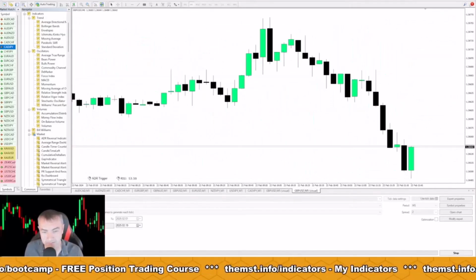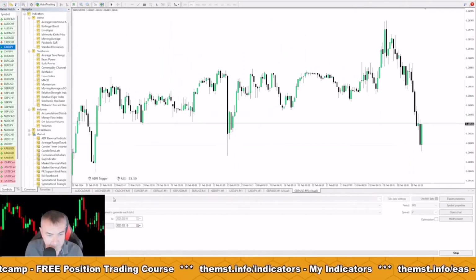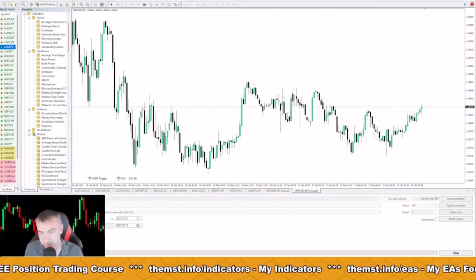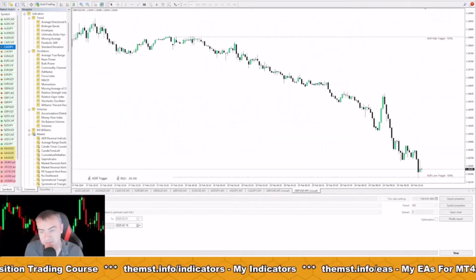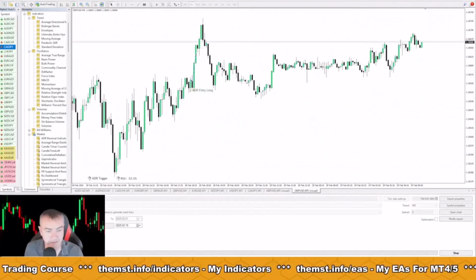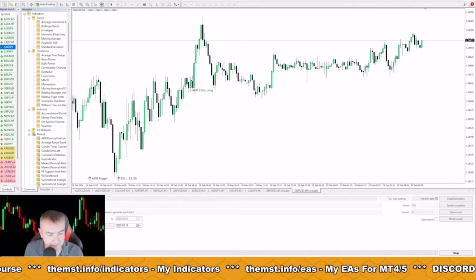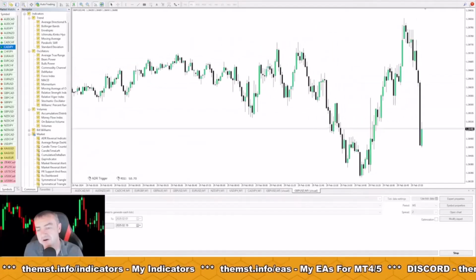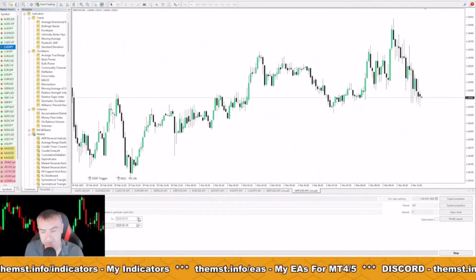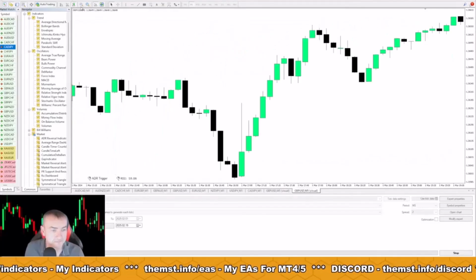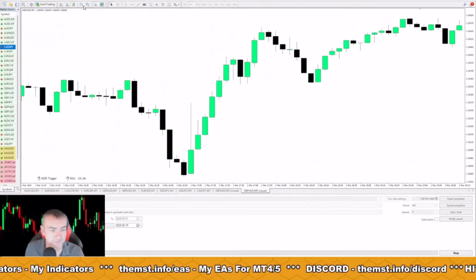So let's just find a better reversal. Sure, there'll be one soon, he says, as the market goes sideways for weeks on end. Right, so there's an ADR reversal. That's not a great one either. I just want to find a perfect example at the right spot, basically. There we go. That's a good one. Perfect. So this is a perfect sort of 3-bar reversal.